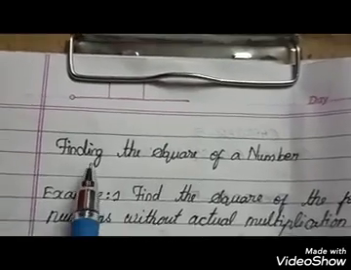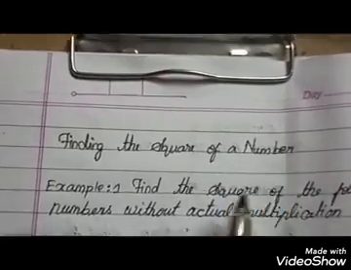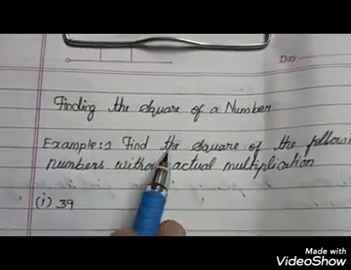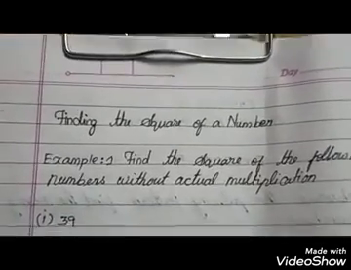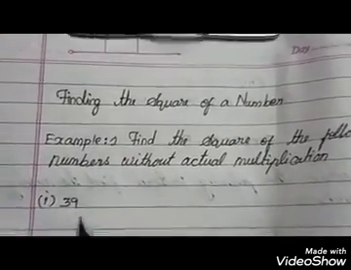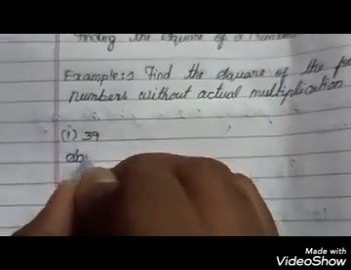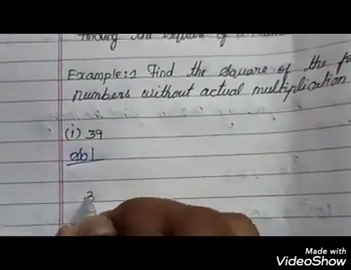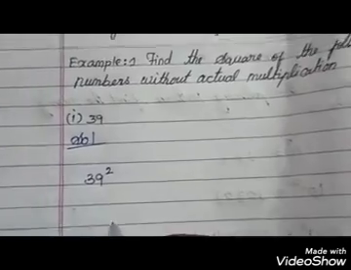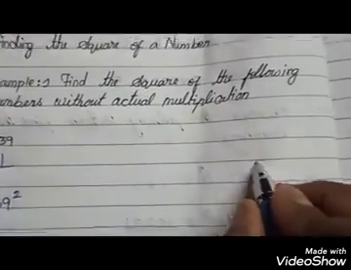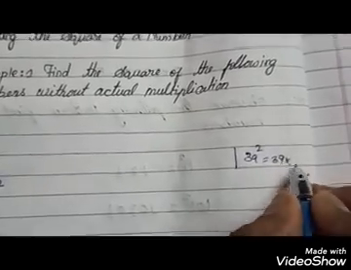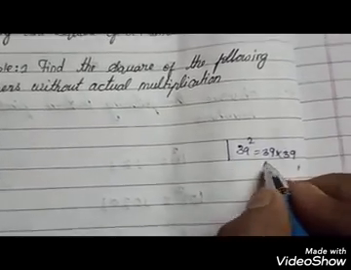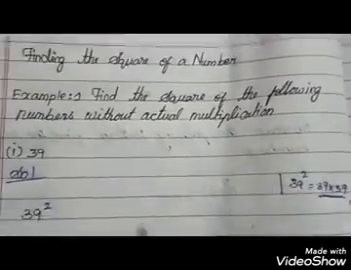So now we can see find the square of a number. So example number 1, find the square of the following numbers without actual multiplication. So we need to find the square of the number. In a solution we need to find 39 square. So normally, in the rough column, it should be 39 into 39. So you need not do this actual multiplication.